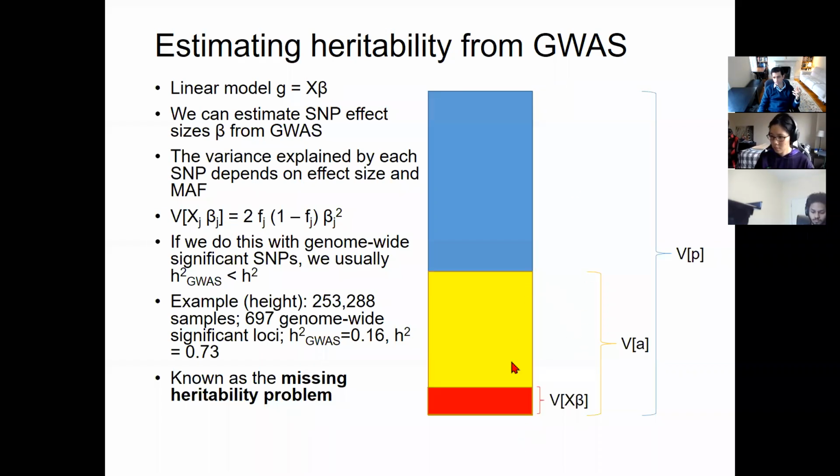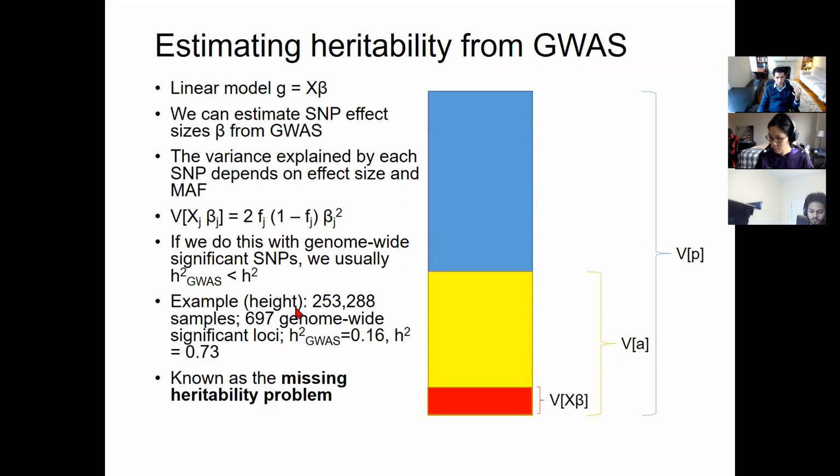But again, the additive variation that I could have predicted is in fact still greater than the subset of SNPs that are genome-wide significant. And the reason for this is just discovery power. We're simply underpowered to discover the full set of SNPs that are responsible for a particular trait.